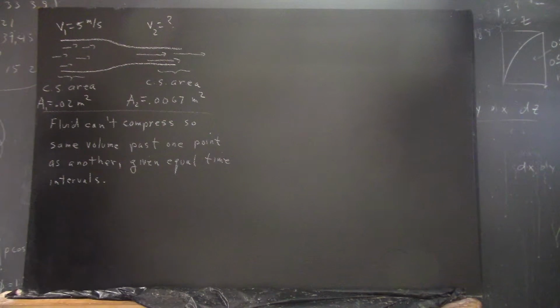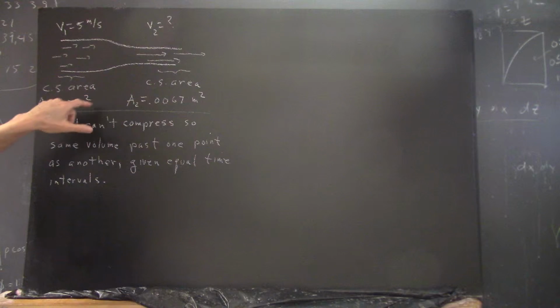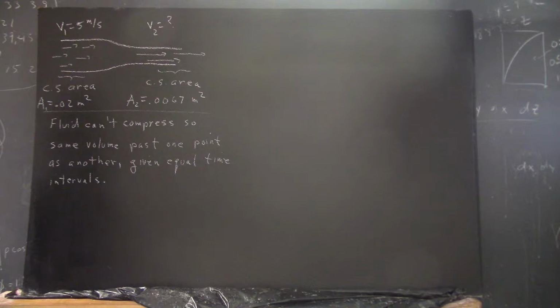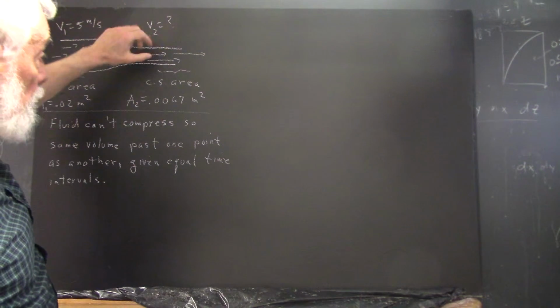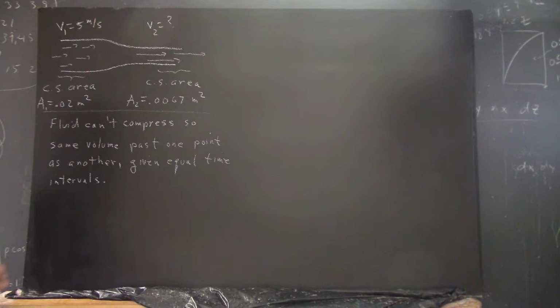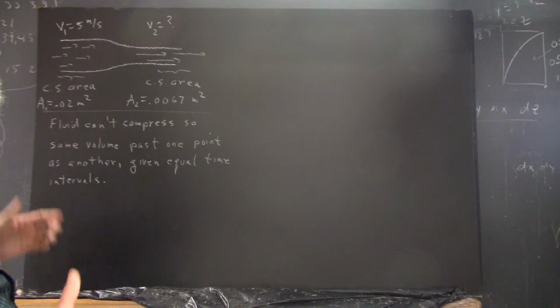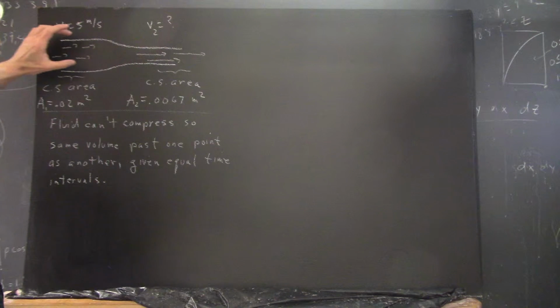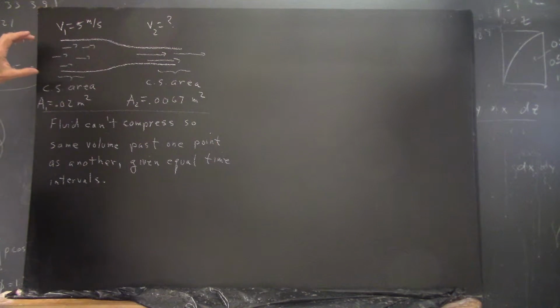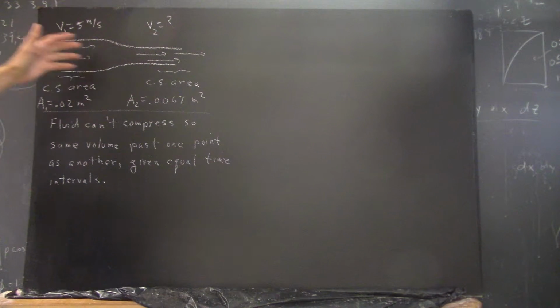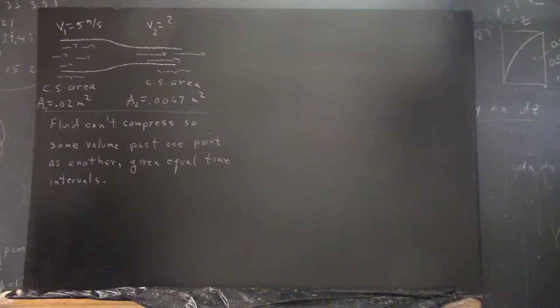Okay, so we have less cross-sectional area over here than we have over here, and that's going to cause the velocity here to be greater than it is here. Now why is that? Well, it's because fluid can't compress. We assume the fluid can't compress. I mean, fluids can be compressed, but not very much. And unless we have extreme pressure changes, that's not something we worry about.